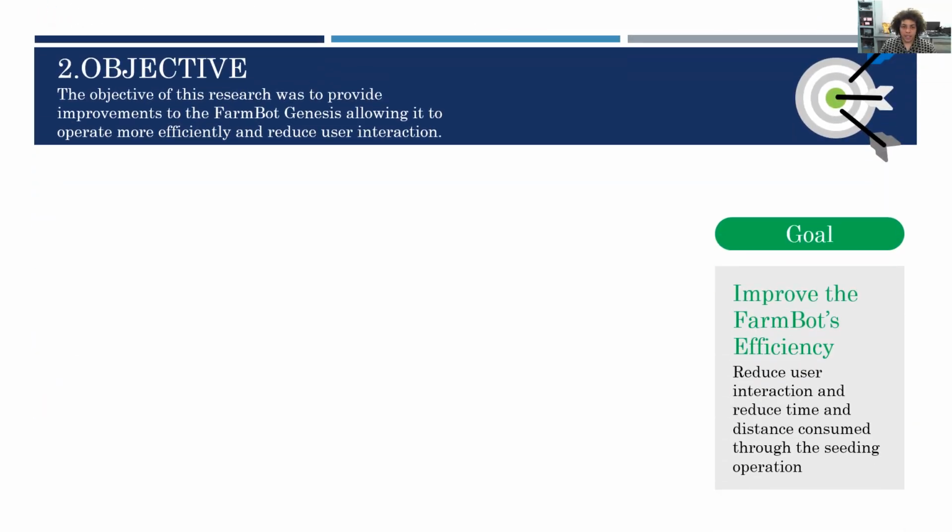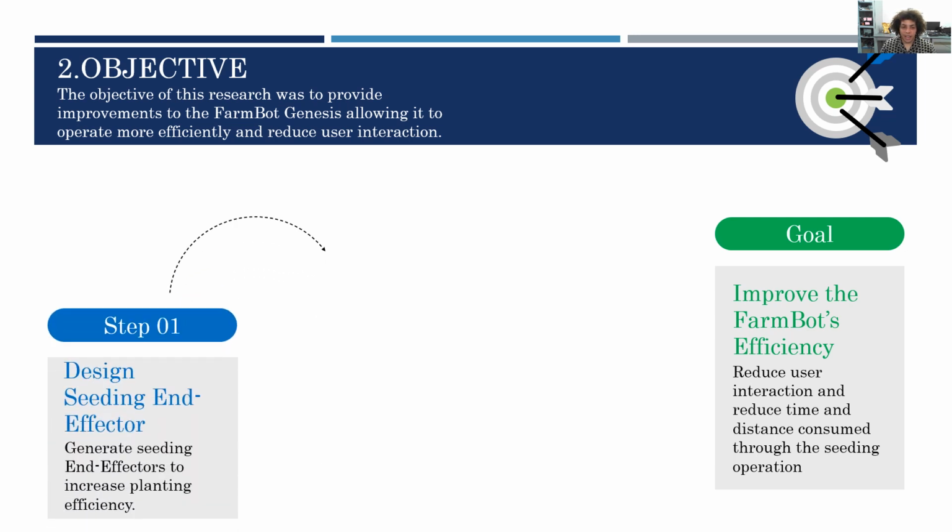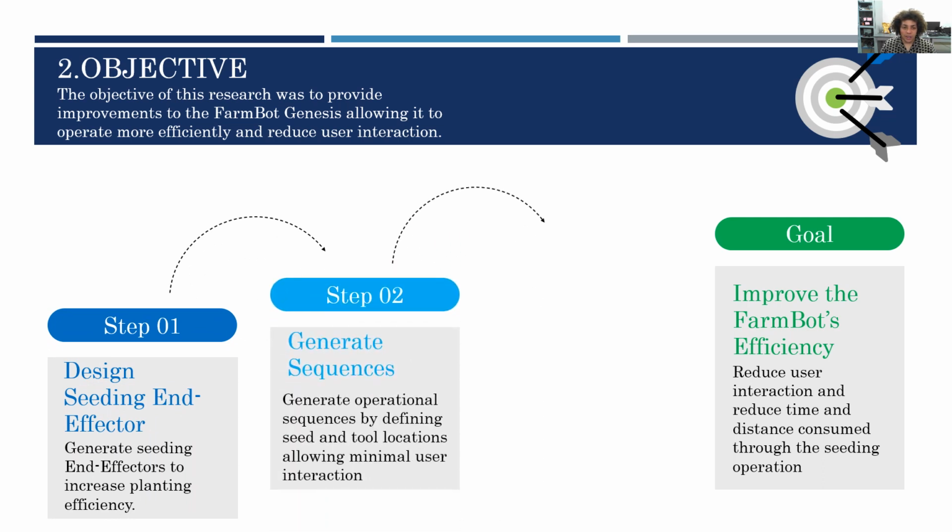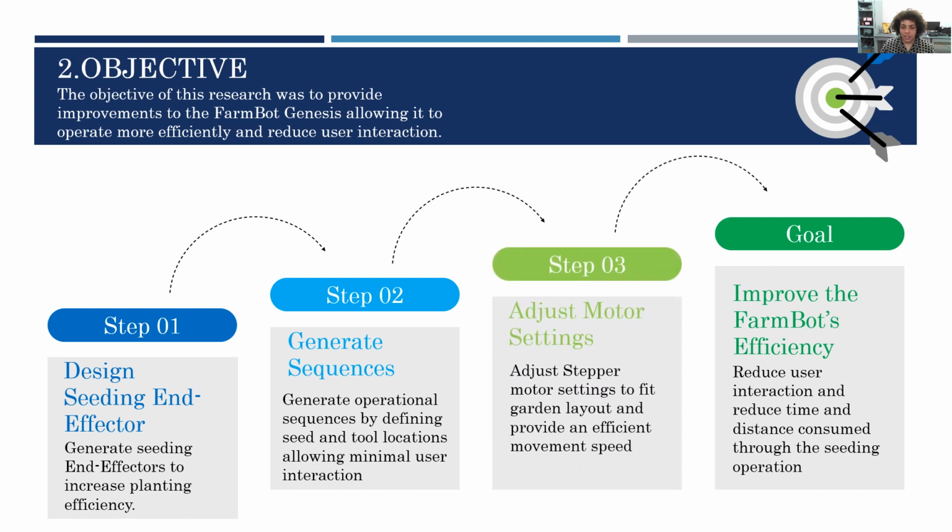The objective of this research was to provide improvements to the FarmBot Genesis, allowing it to operate more efficiently and reduce human interaction. This was done by designing and manufacturing alternative end effectors, generating sequences that could be duplicated to increase the FarmBot's functionality, and adjusting the motor settings of the FarmBot to decrease the amount of time consumed navigating through the garden.